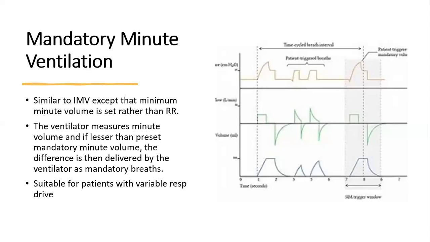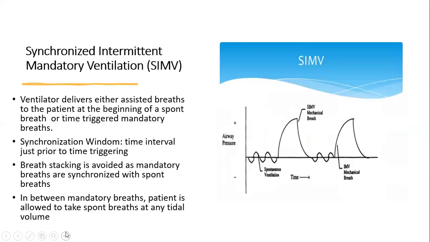All right, this is suitable for patients with variable respiratory drive. They are able to meet their bulk flow at some times, and at other times they are unable. So the minute volume is what the ventilator calculates and delivers when the patient fails to generate such breaths spontaneously.